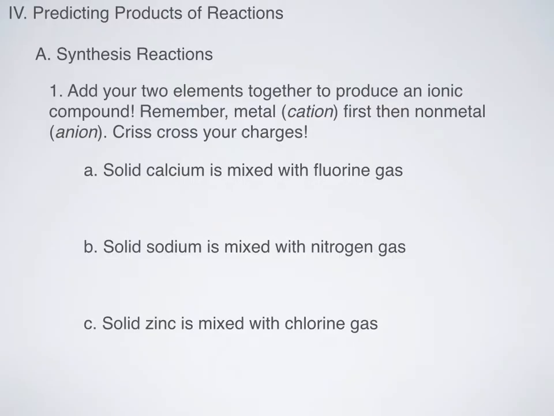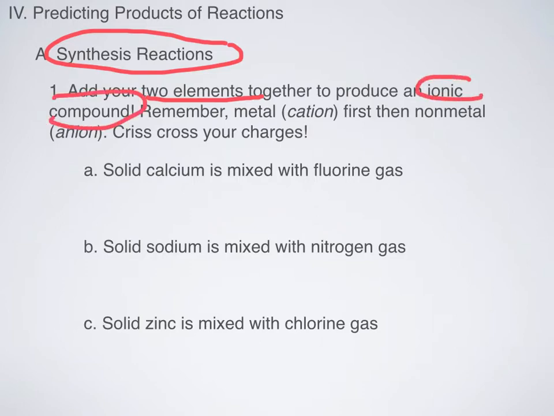So we talked about synthesis reactions, and the way that you can identify if something is a synthesis reaction is if you are mixing two different pure substances together. So we're talking about elements from the periodic table. When you add two elements together, you always will be producing an ionic compound in this class. So it'll always be an ionic compound being manufactured.